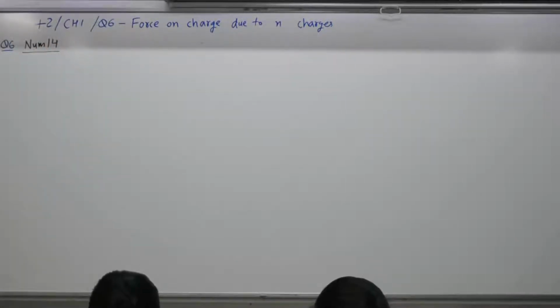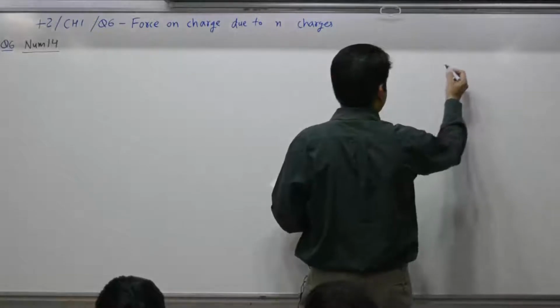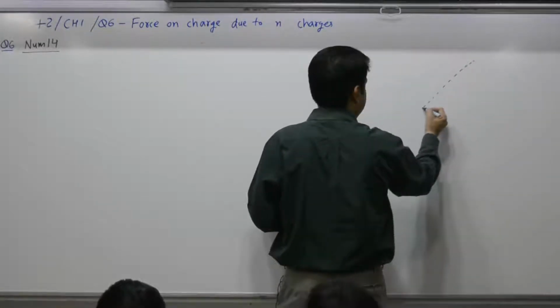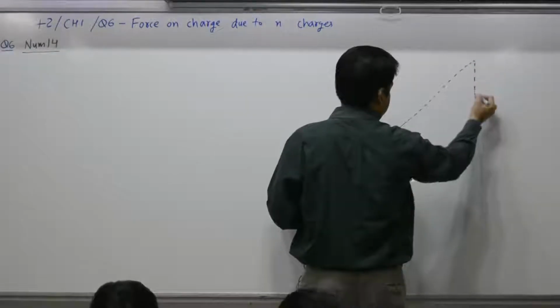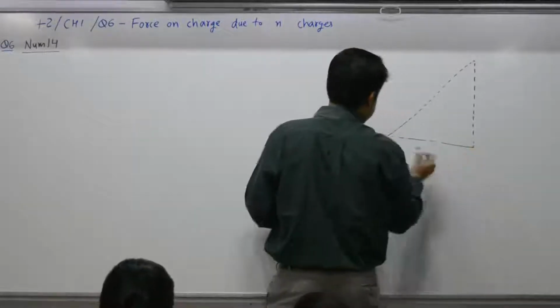Numerical is charge Q1 1.5 millicoulomb, Q2 0.2 millicoulomb, and Q3 minus 0.5 millicoulomb are placed at points A, B, C respectively as shown in the figure. So figure is given. If R1 is 1.2, R2 is 0.6, calculate magnitude of resultant force on Q2. There is a triangle ABC.